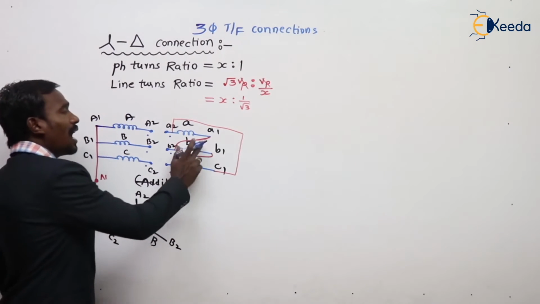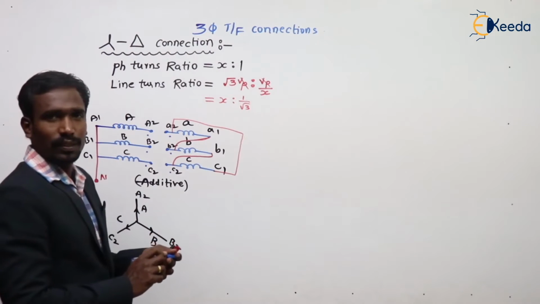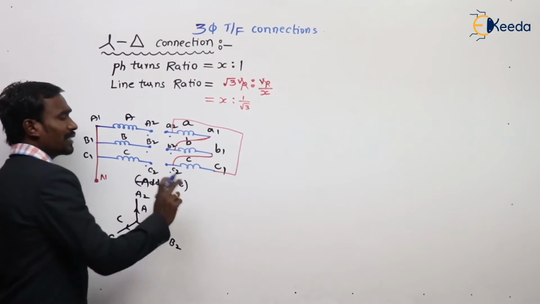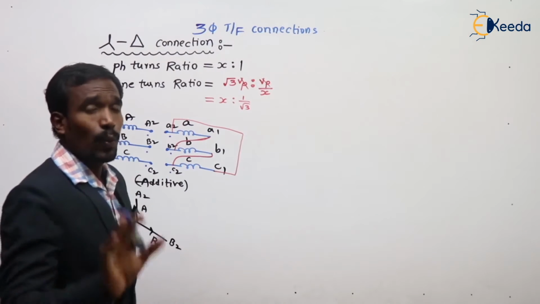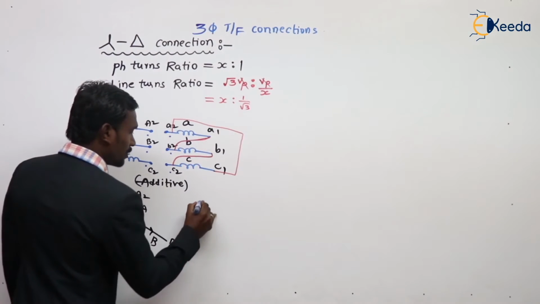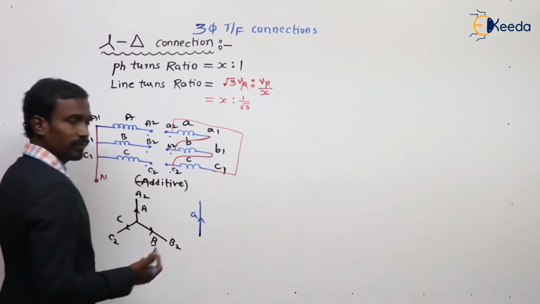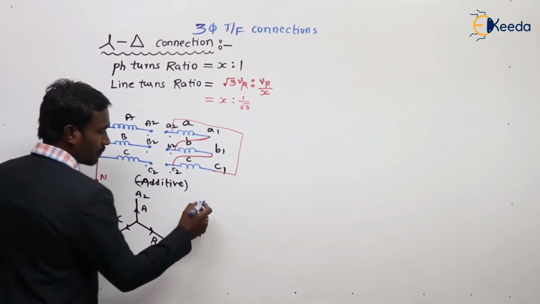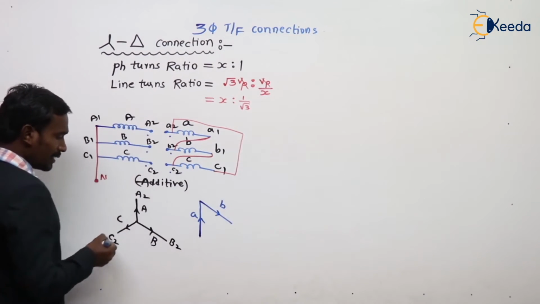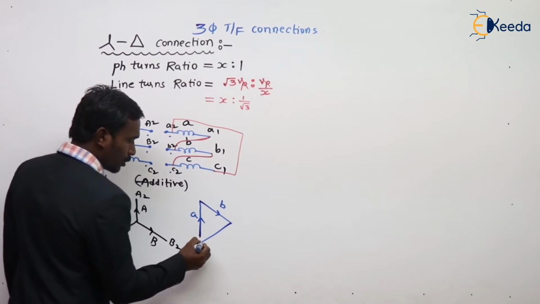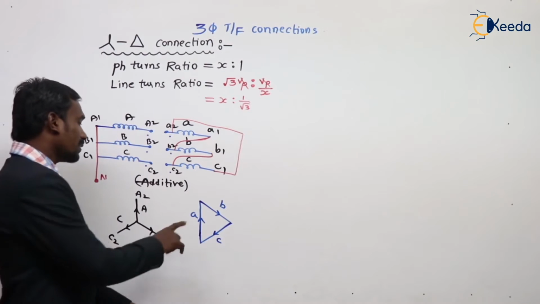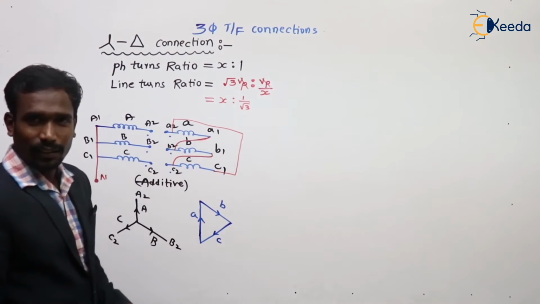Now let's draw the arbitrary delta. Here this is additive polarity, that's why the vectors are in phase with each other. Let's see, this is A, and here also this should be A, and this is B, and this should be B, and this is C, this should be C. This is the arbitrary delta. The vectors are parallel to each other.